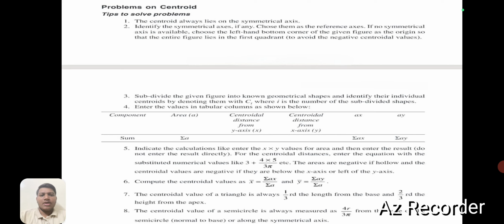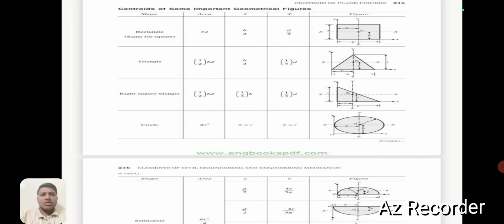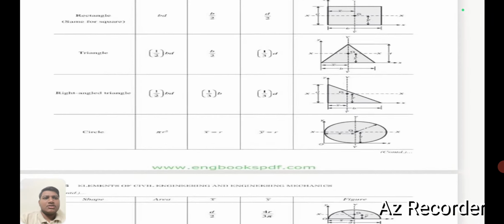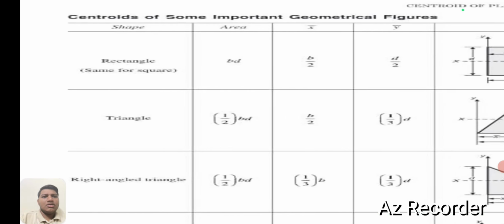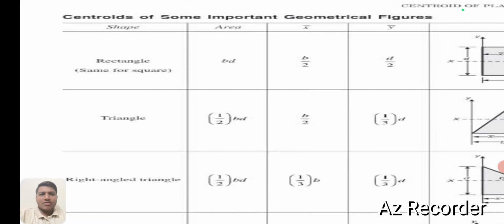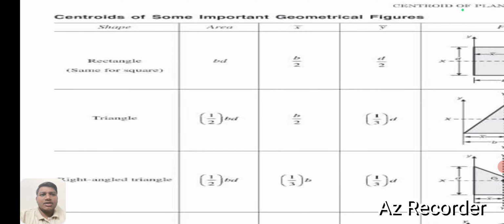Coming towards the eighth point, the centroid of a semicircle is always measured as 4r by 3 pi from the base of the semicircle, normal to the base or along the symmetrical axis. These are the points or tips to solve the centroidal problems. Coming towards next, centroids for some important geometrical figures. First figure is a rectangle. We know the area of the rectangle is b into d, that is breadth into depth.